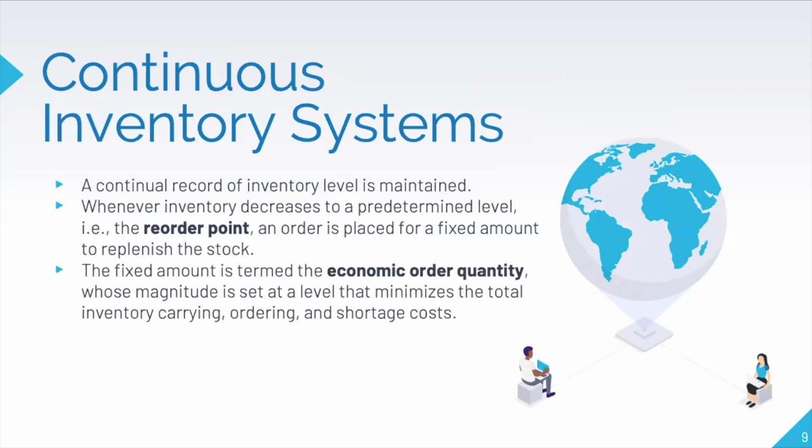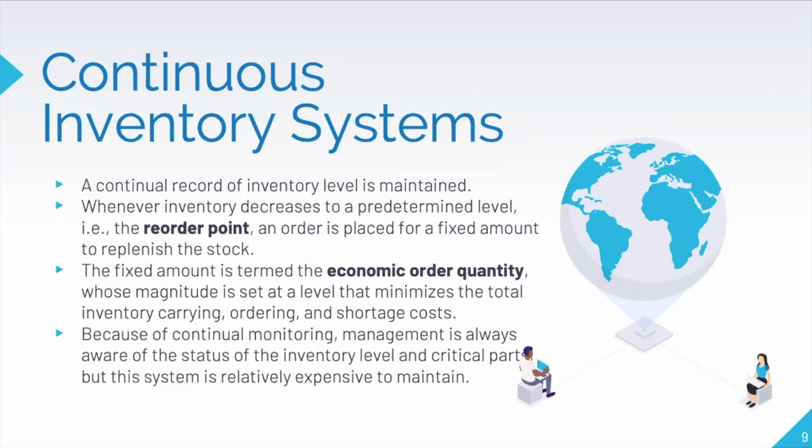This fixed amount is what we call the economic order quantity, whose magnitude is set at a level that minimizes the total inventory carrying, ordering, and shortage costs. So we have two concepts here. First, the reorder point, and second, the economic order quantity. So yung reorder point is the point where you need to place an order already. And ang economic order quantity is the quantity kung ilan yung kailangan mong i-order, or the fixed amount of inventory that you need to order.